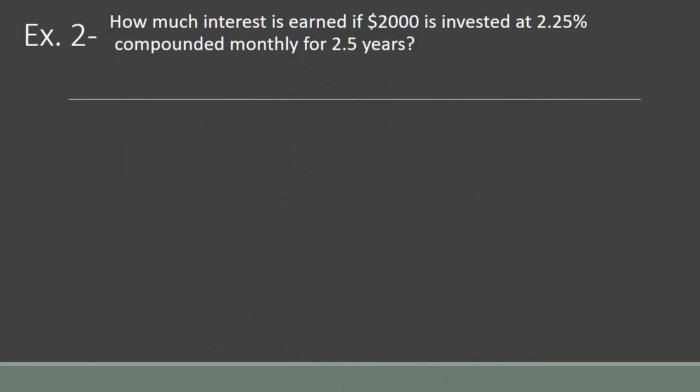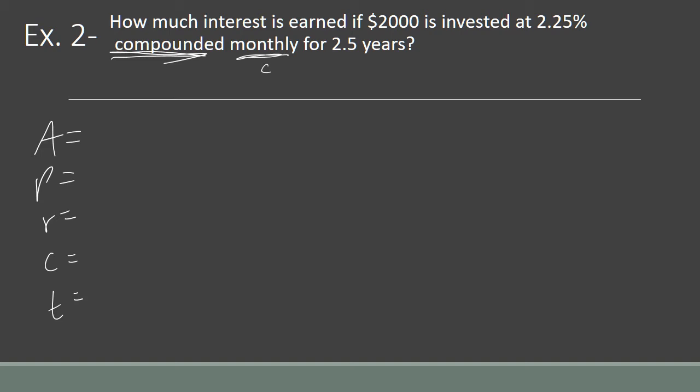Our next example, how much interest is earned if $2,000 is invested at 2.25% compounded monthly, that's your C value, for 2.5 years. We see compounded, we know these are our variables. Now this question actually has 2 steps, even though I didn't ask it in a part A, part B type question. It wants to know how much interest is earned.